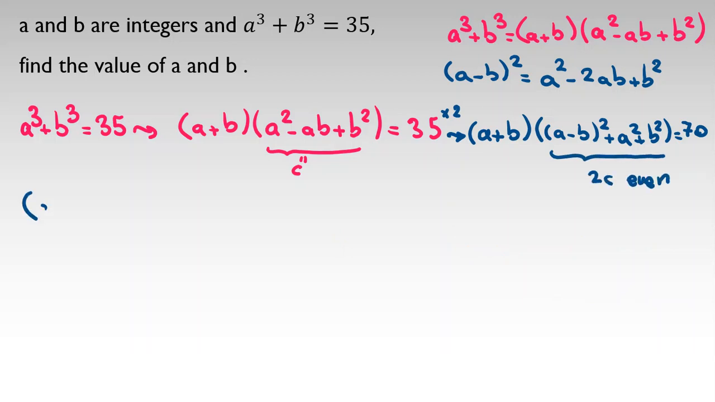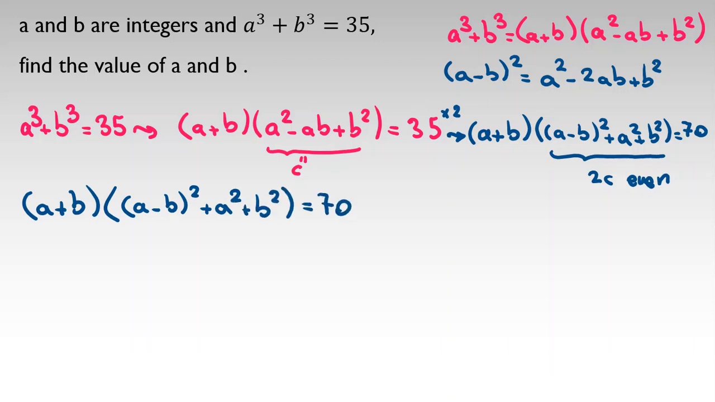Now, if I want to check different cases, (A plus B) times ((A minus B) squared plus A squared plus B squared) equals 70. Let me tell you something. In the beginning of the video, you can easily say 2 cubed plus 3 cubed is 35 because it is 8 plus 27. But how can we reach that we don't have any other solution? Maybe we have other solutions. That's the reason we should do these things.